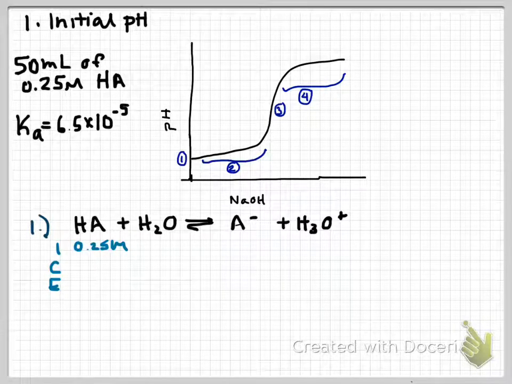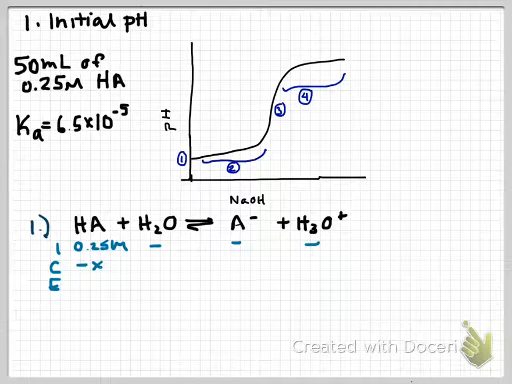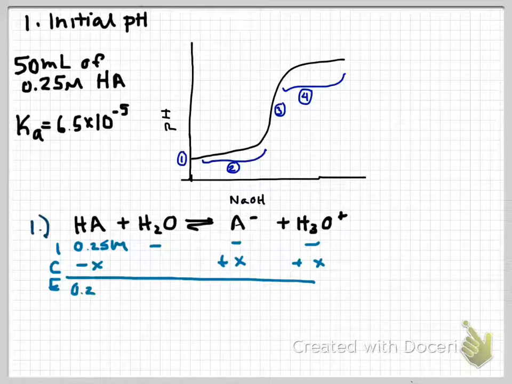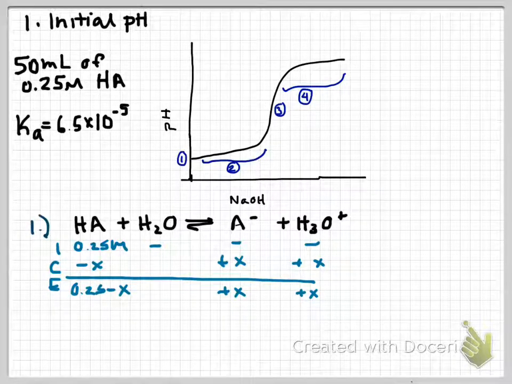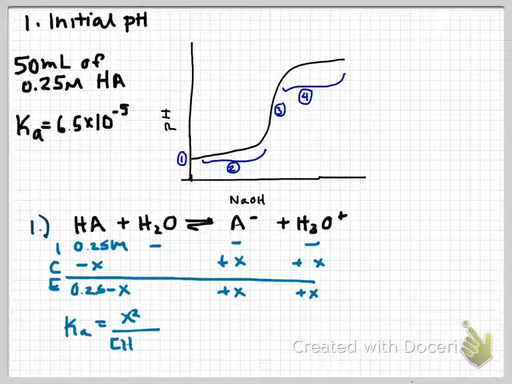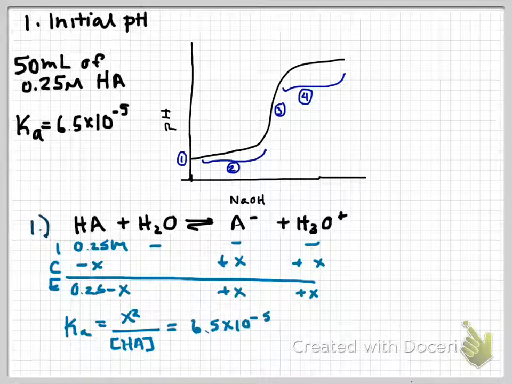So acid plus water gives me weak base plus hydronium ions, with nothing of those at the beginning. My change is going to be minus X for my weak acid, plus X for my conjugate base, and plus X for my hydronium ion. At equilibrium, 0.25 minus X, plus X, plus X, and we know from our Ka expression that Ka equals X squared over HA, with the assumption that X is small, and that equals 6.5 times 10 to the minus 5th.